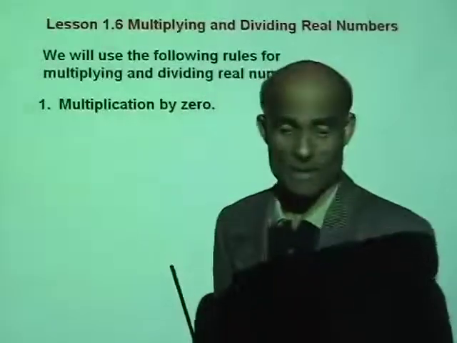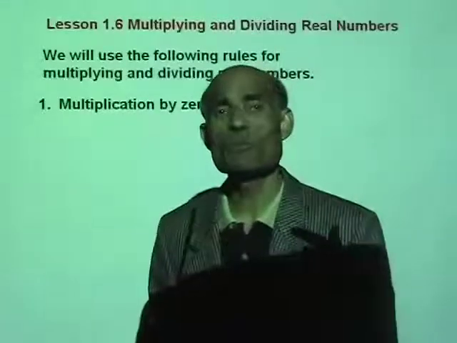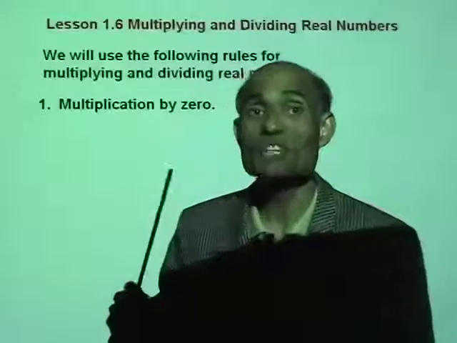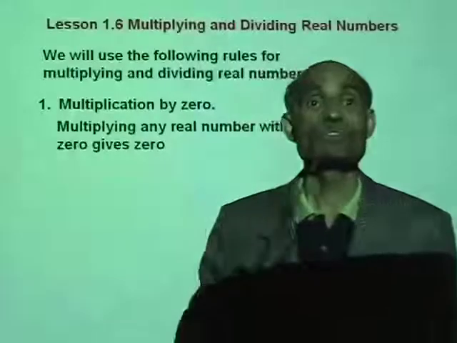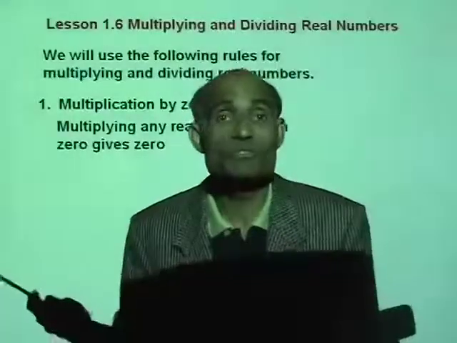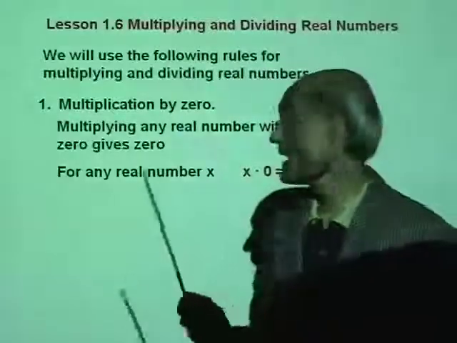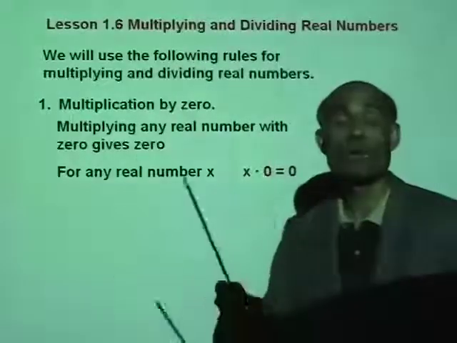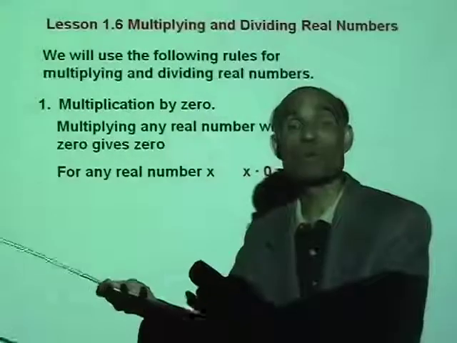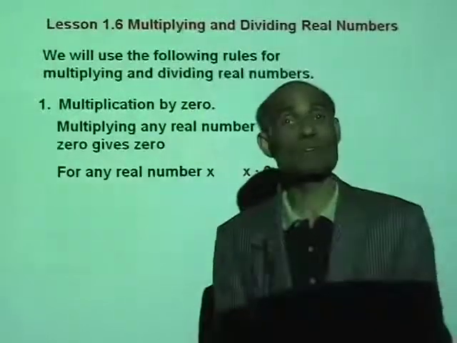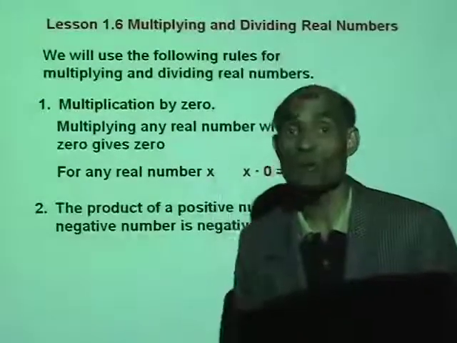Rule number 1, multiplication by 0. What do you get if you multiply a number by 0? Multiplying any number with 0 always gives you 0. For any real number x, x multiplied by 0 is 0, or 0 multiplied by x is 0. Multiplying any real number with 0 will always give you the result 0.